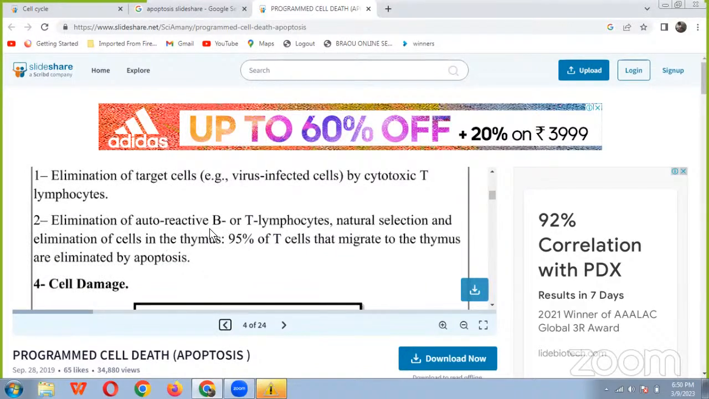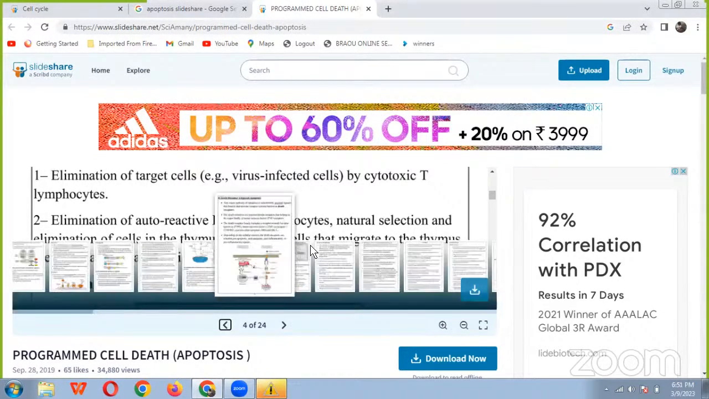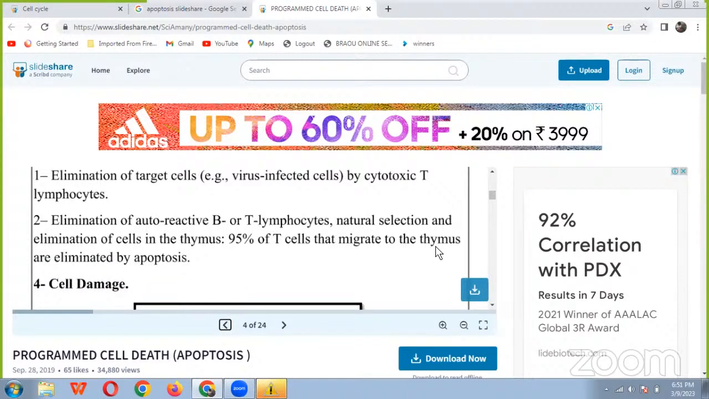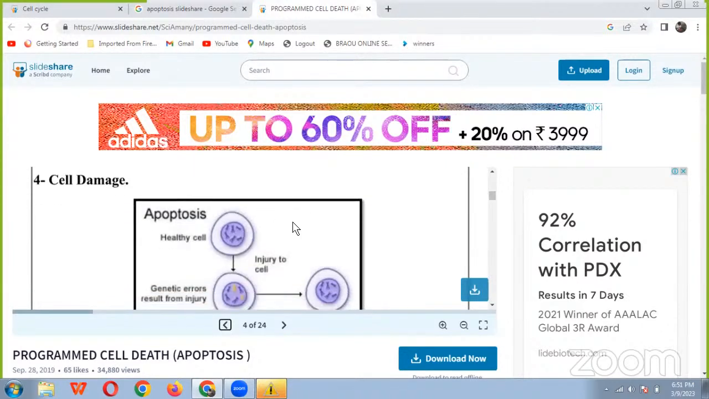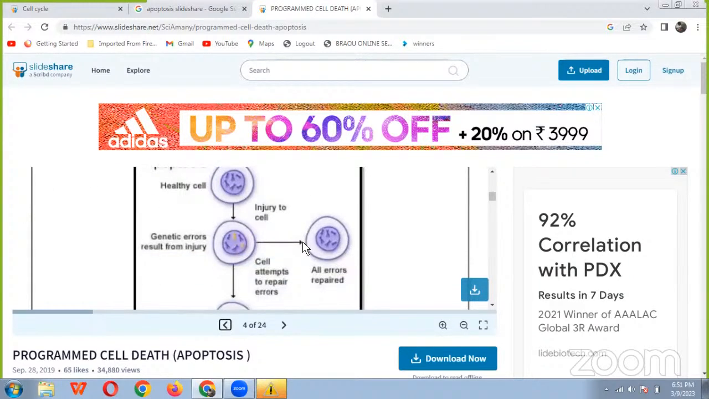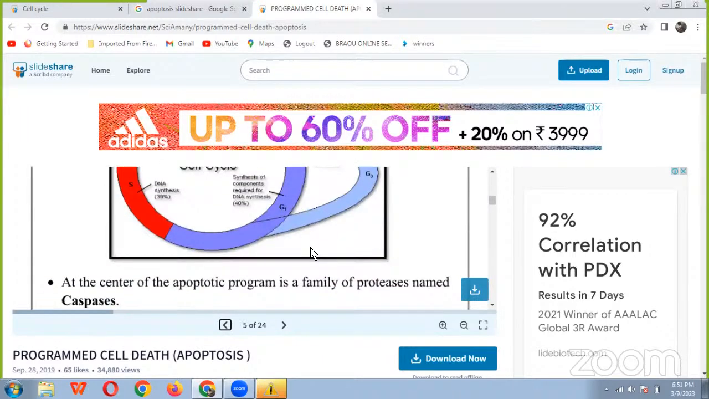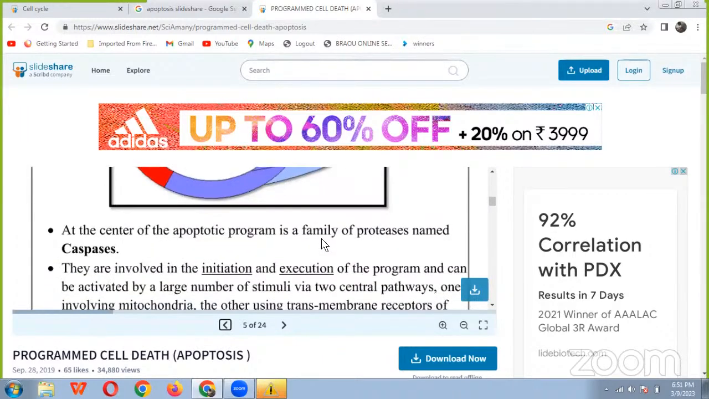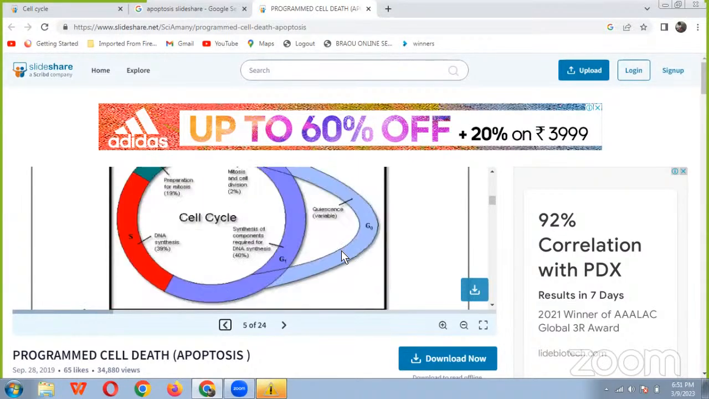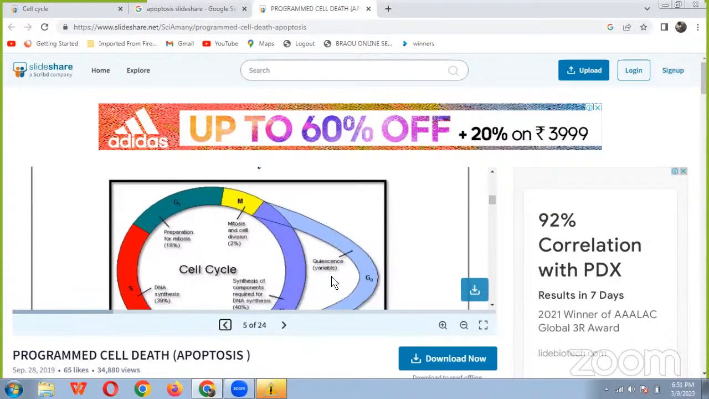Elimination of autoreactive B and T lymphocytes is a natural selection carried out by the thymus. Ninety to 95% of the T cells that migrate to the thymus are eliminated by apoptosis. The thymus is one type of gland. Next, cell damage. Okay, we already discussed the cell cycle. Mainly the apoptotic program involves a family of proteases named caspases. Caspases. Okay, caspases.